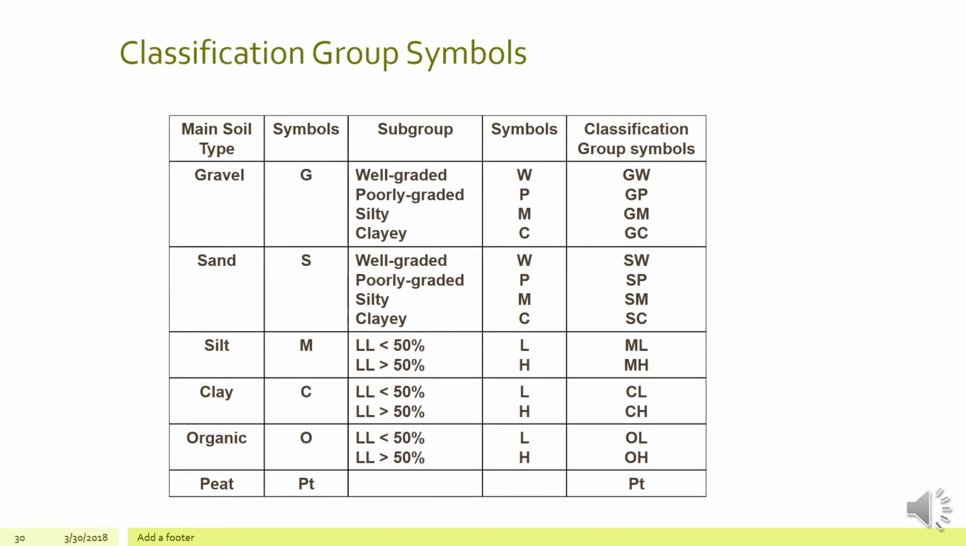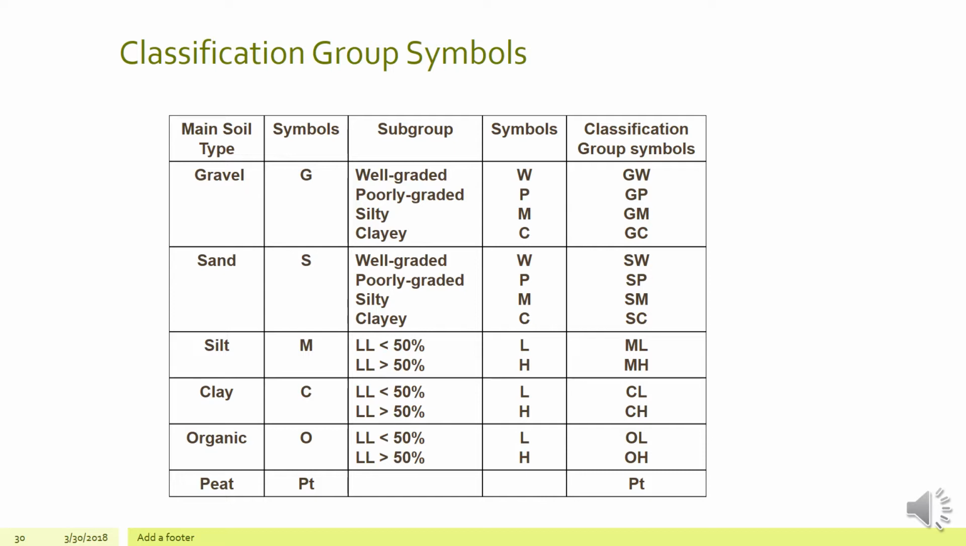And if we look at the classification group symbols, of course, our main soil type is going to be gravel, sand, silt, clay, and so on. Our symbols, of course: gravel is G, sand is S. Now we get into a situation where silt would have the same starting letter, so we've got to call it something else. In this particular case, M. Clay would be C. And then we start to look at our different groups here, the subgroup. What do we have? Is it well graded, poorly graded, silty, clayey? And then we get some more letter designations.